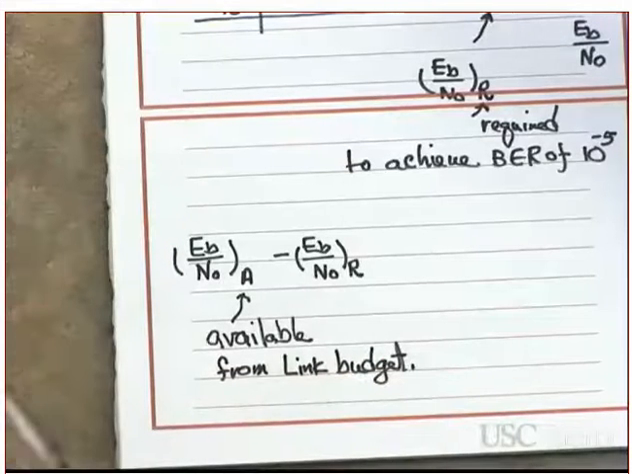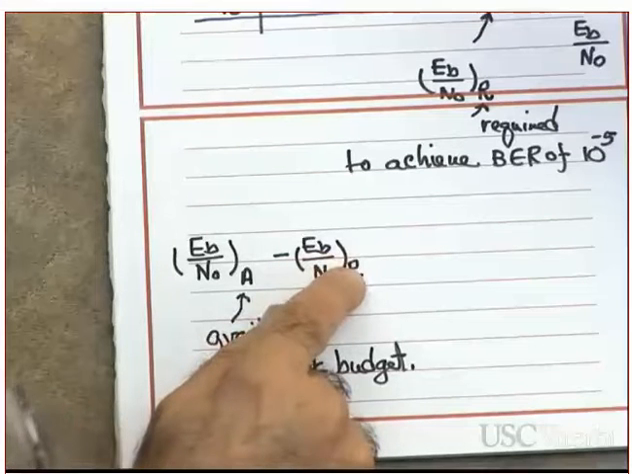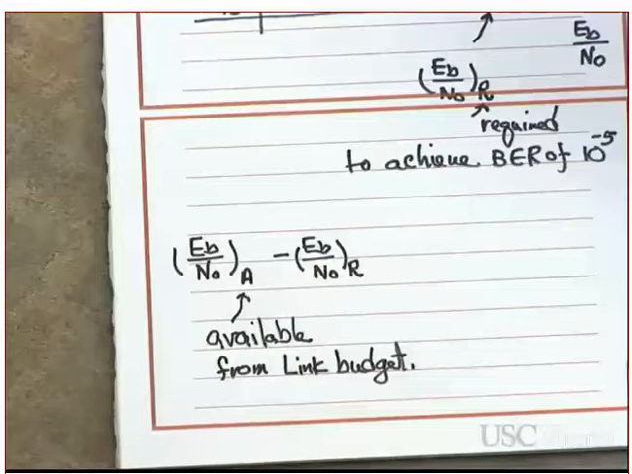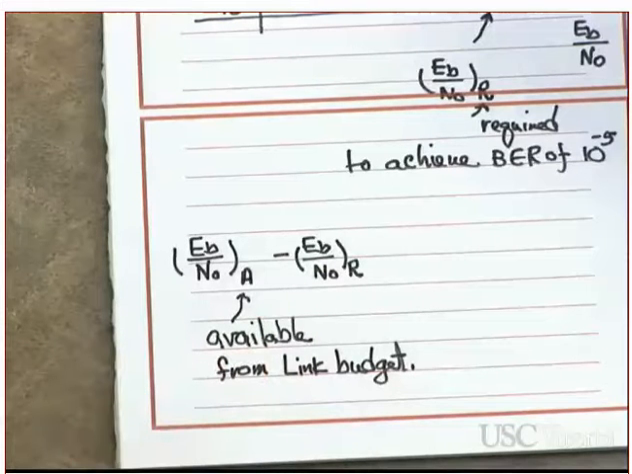Did you get this or not? That's from the link budget. Question: where am I getting the required one from? From the requirement, the spec. The spec will give it to you as a bit error rate. The bit error rate should be at least 10 to the minus 5. It does not tell you Eb over N0. How do I get Eb over N0?